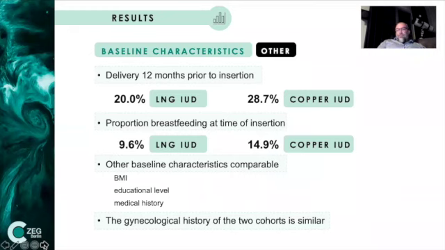Other baseline characteristics, including BMI, educational level, and also medical history, were quite comparable, except for some disease entities like endometriosis and fibroids, which were more frequent in Mirena users.